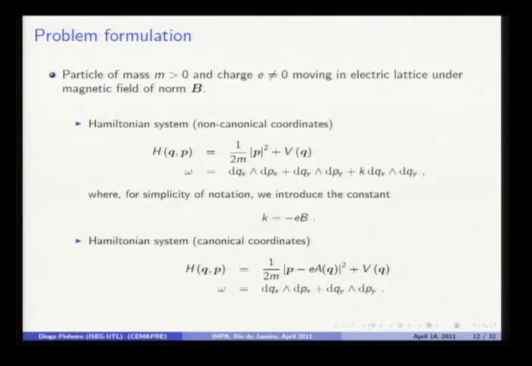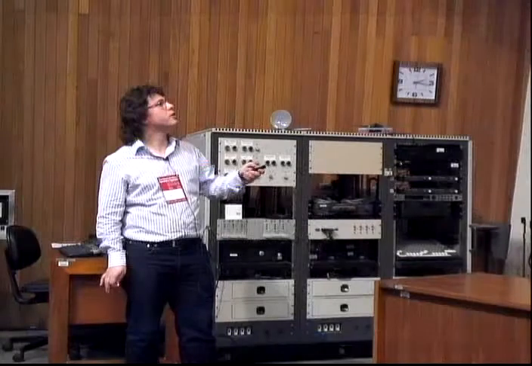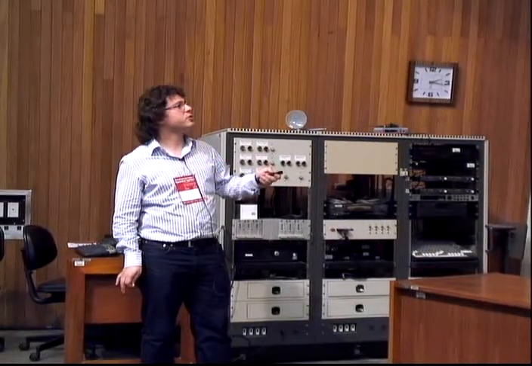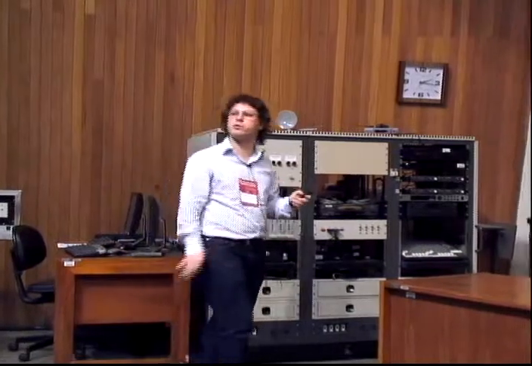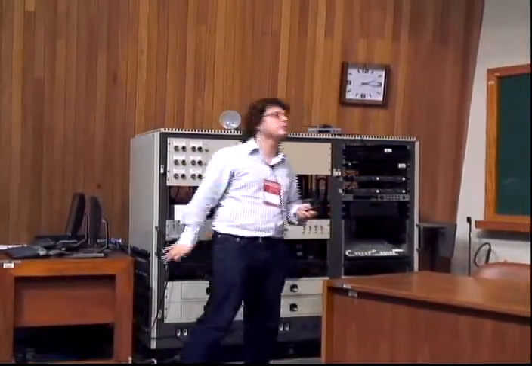So for the particle, we can keep any kind of coordinates, the ones which make the symplectic form canonical, or the ones which do not. And I'll use this notation: K just represents E times B. So think of K as some parameter controlling the size of the Lorentz force acting on the particle.